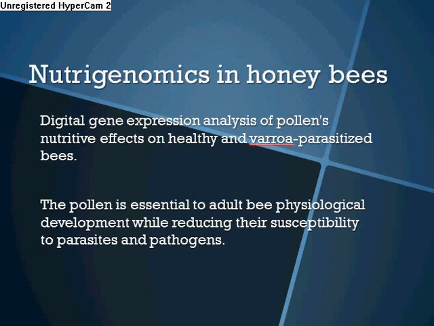Nutrigenomics in honeybees. Digital gene expression analysis of pollen's nutritive effects on healthy and varroa parasitized bees. The pollen is essential to adult bee physiological development while reducing their susceptibility to parasites and pathogens. Since malnutrition is a major factor affecting animal health, resistance to disease, and survival, in honeybees, pollen is the main dietary source of proteins, amino acids, and lipids.